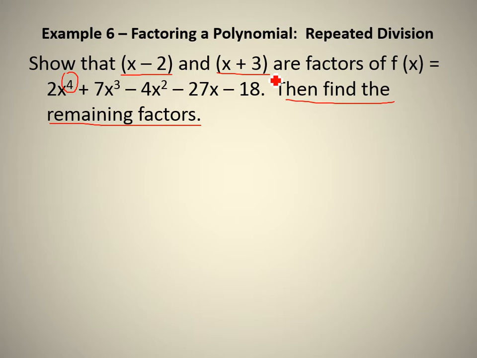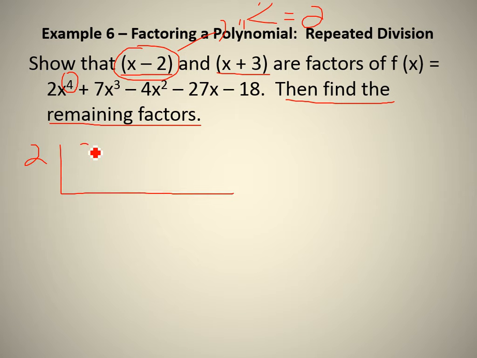So I'm going to start off first by doing x minus 2. So the value of k here, let's put this up here, the value of k for this is going to be positive 2. So when I set this up, I got a 2 here, and then I got 2x to the fourth, positive 7x cubed, negative 4x squared, negative 27x, and negative 18 at the end.